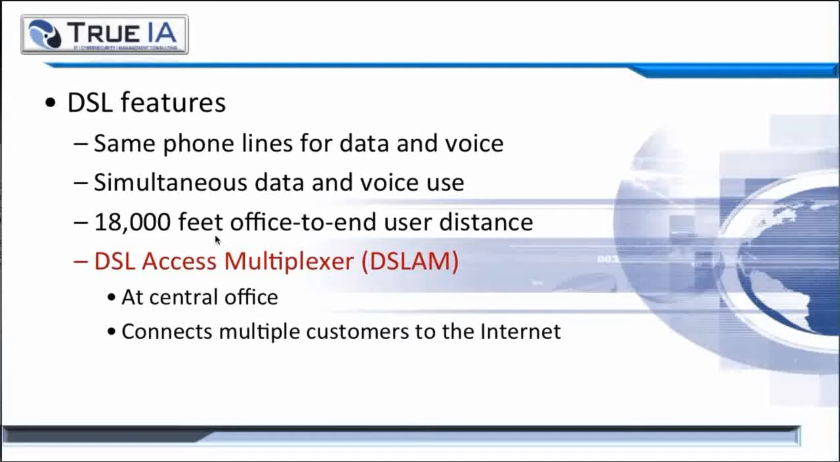Some of the main features of DSL are that you can use the same phone lines for both data and voice, simultaneously at that. However, again, you must be within 18,000 feet of a central office. DSL uses what's called a DSLAM. That's what's housed at the central office. It connects multiple customers to the internet.